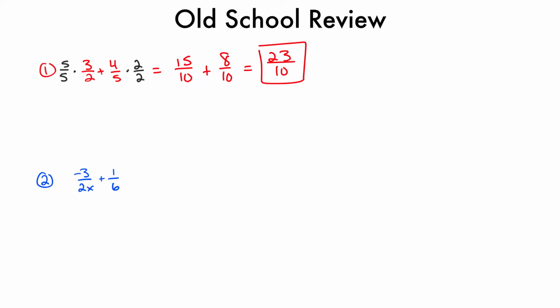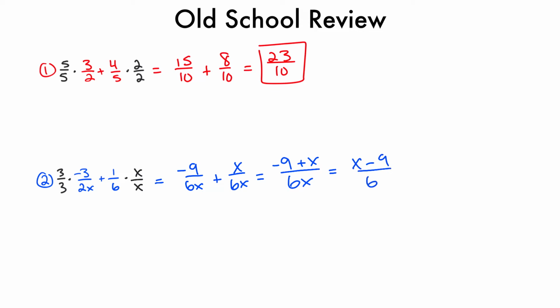Problem 2 is the same thing, except it has a variable, it has an x. We don't do anything different. We look at the 2 and the 6. They both have a common denominator of 6, so I'm going to multiply this by 3 over 3. This first fraction has an x in it. This one does not, so I'm going to multiply the second fraction by x over x. That's going to give me negative 9 over 6x plus x over 6x. Now that the denominators are the same, I can combine them together to get negative 9 plus x over 6x. Or, that's the same thing as x minus 9 over 6x. Because they usually like our variables first.